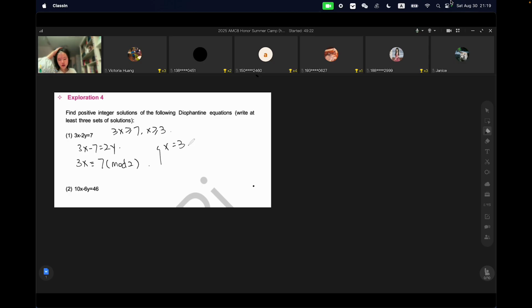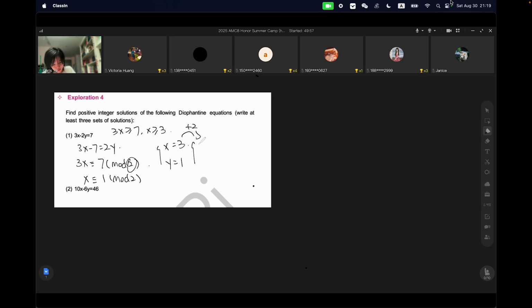Is that true? 3 times 3 equals 9, and 9 has a remainder of 7 when divided by 2. Well, technically, if we simplify this, we have x is congruent to 1 mod 2. So that also applies to 3, and y would be equal to 1. And we can see that this equation has a really wide range because it's subtraction, so it doesn't really have a limit. So therefore, we can keep adding 2 because it's mod 2.